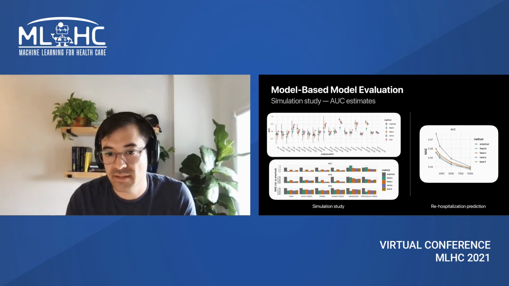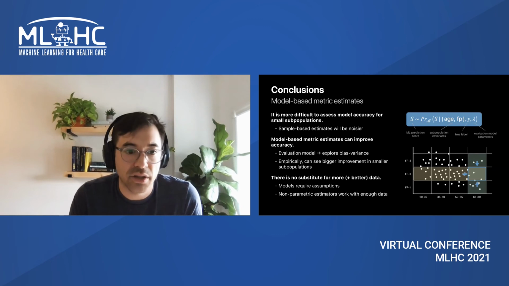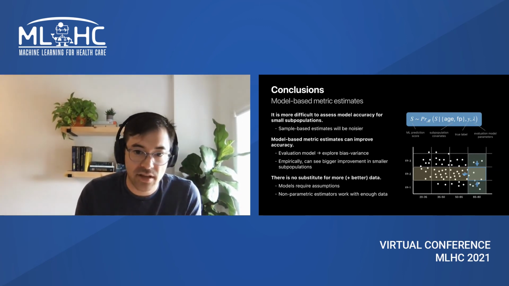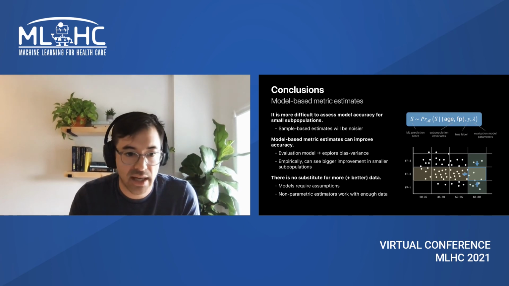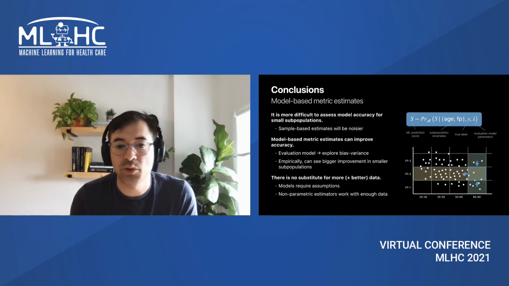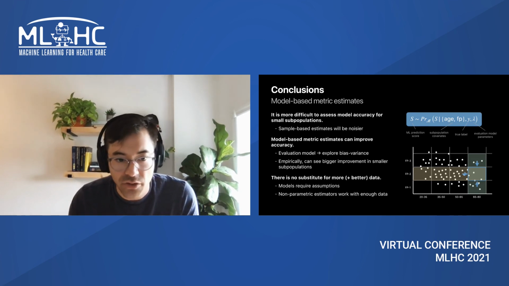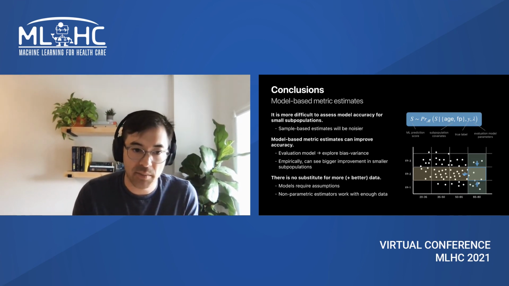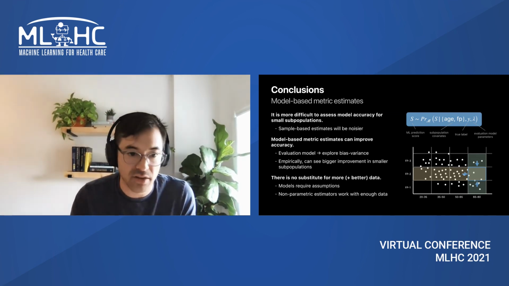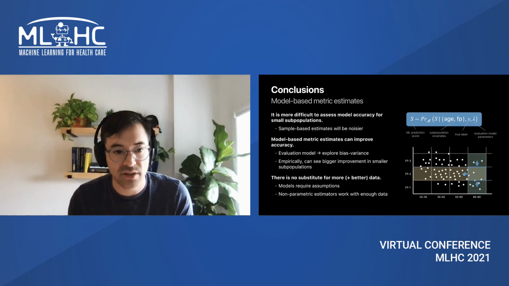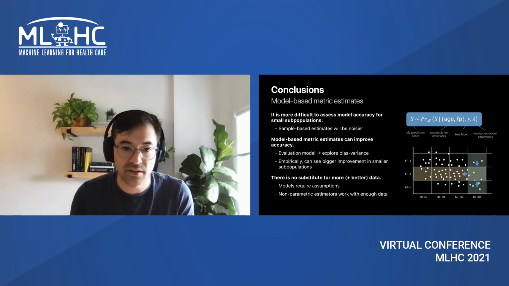for smaller sample sizes. So to conclude, subsample-based estimates are noisier for smaller subpopulations, frustrating accurate model evaluation. And introducing an evaluation model can improve accuracy, and we can think of this as exploring the bias variance trade-off. We also observe a bigger improvement in smaller subpopulations. And lastly, it's important to note that there is no substitute for more and better data. All models require assumptions, and the typical subsample estimators are consistent and work well with enough data.